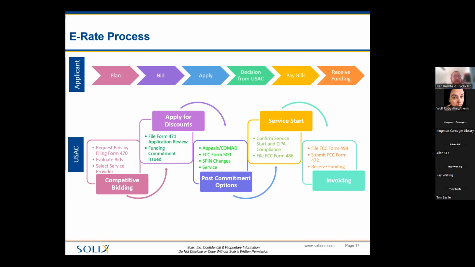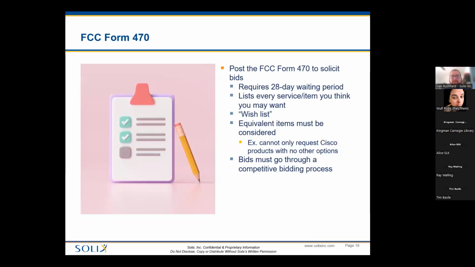So you are getting that application out there, it's being reviewed, and you are getting something called a Funding Commitment Decision Letter, or FCDL. You can see why we shortened it to FCDL. It basically tells you, yes, you will get this money, and here's how much you're going to get. All right, for the purposes of this presentation, we're only worrying about those first two arrows. So let's talk about this Form 470, this wish list. This is what you're going to use to solicit bids.